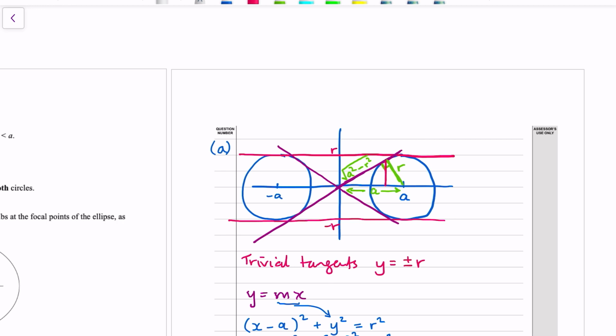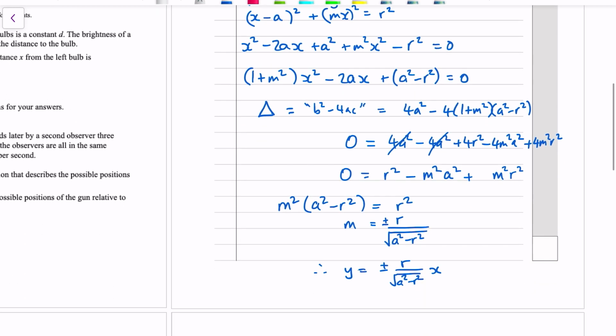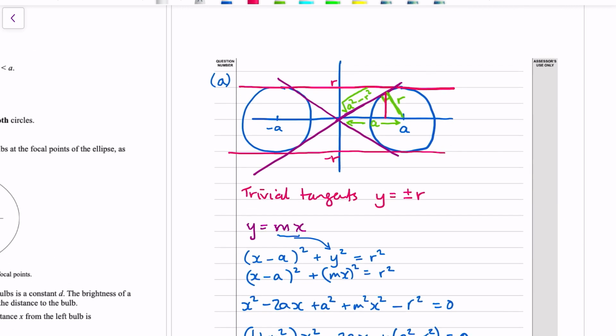So I'll leave you to think about how you could do that using that triangle, and you should get the same answer as what we got down here. You can see the similarity, but I'll leave you to think about how you get that. Think about rise over run.